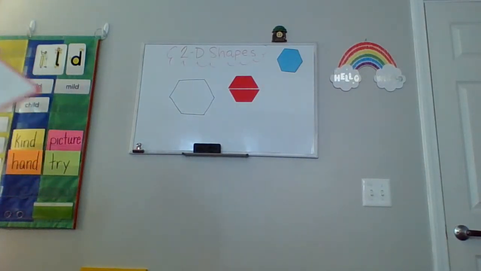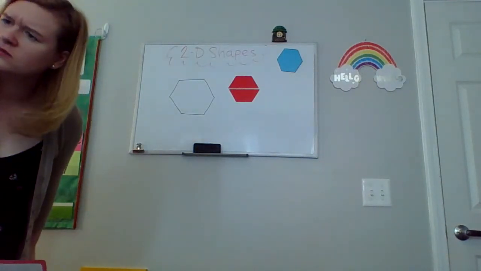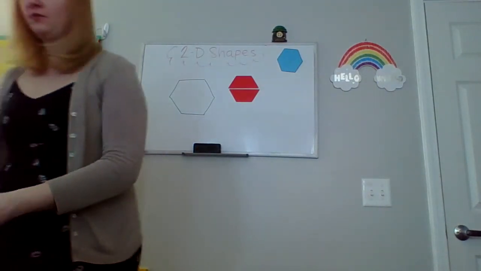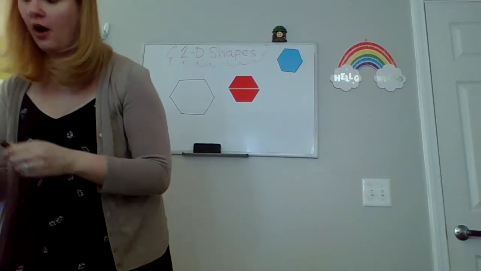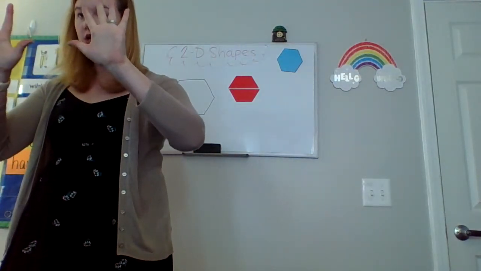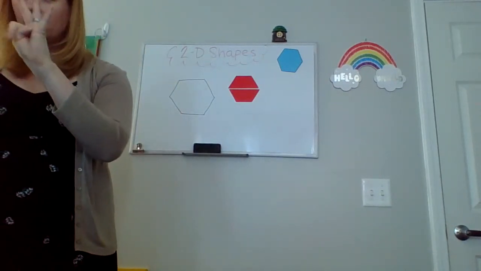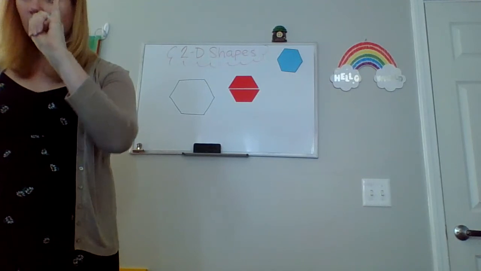Don't show me yet. I didn't count down. Okay. Can't show me till I get to uno. Diez. 9, 8, 7, 6, 5, 4, 3, 2, 1.